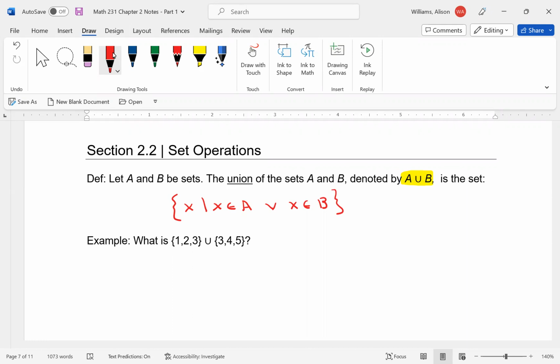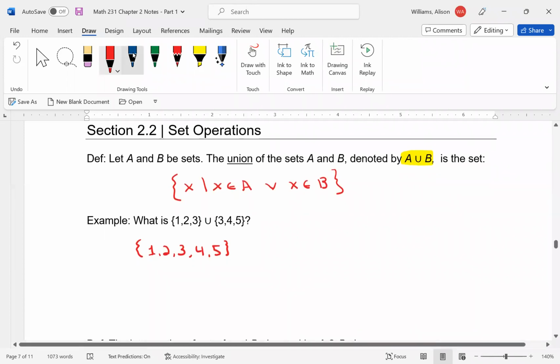So for example, let's say these are our two sets, 1, 2, 3, and 3, 4, 5. If we're putting these two sets together, that union is going to look like 1, 2, 3, 4, 5. Notice I'm only writing the 3 once. It's not necessary to write it twice.